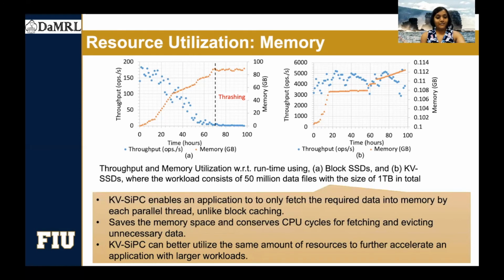That's because KV-SiPs enables an application to fetch the required data into memory by each parallel thread, unlike block caching. It saves memory space and conserves CPU cycles for fetching and then later evicting unnecessary data. KV-SiPs can thus better utilize the same amount of resources, memory and CPU, to further accelerate an application with a larger workload.